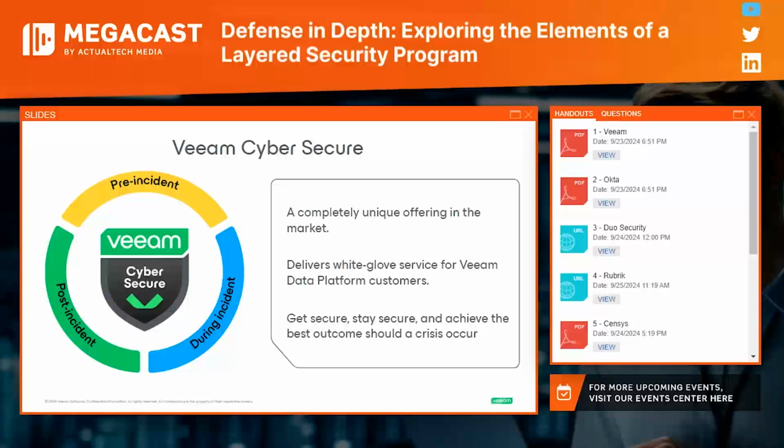So beyond just having your data protection, your backups on Veeam or any other platform, what we are offering here is the services above that. It's what we call a white glove service by Veeam, offered to Veeam Data Platform customers. And the idea here, what you see there with the colors, is to be secure or get secure, stay secure, and achieve the best outcome, really during the incident and after the incident.